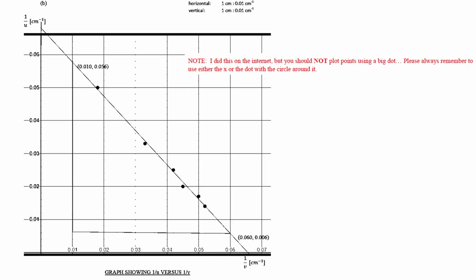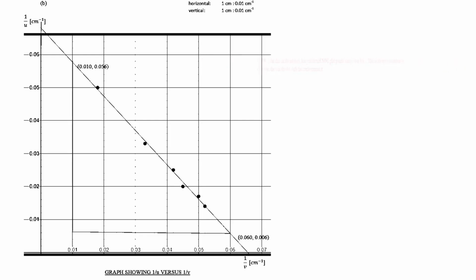Please note though that whenever you do this, you should not use just a big blob as you see there. I did this on the internet and I could not find the proper tool to put a dot with a circle around it or an X, but that is what you should use, a dot with a circle around it or an X. So this is what your graph should look like.